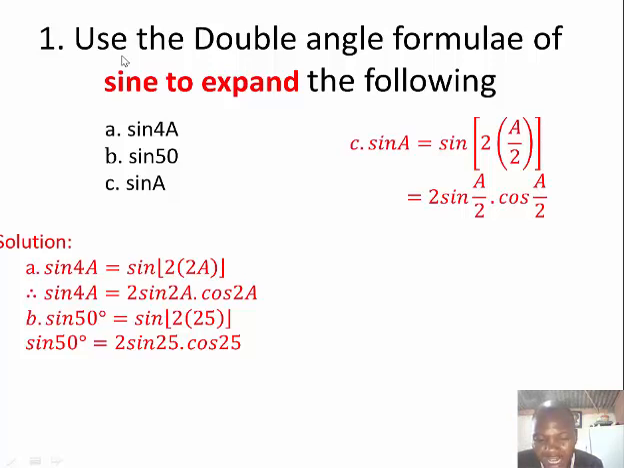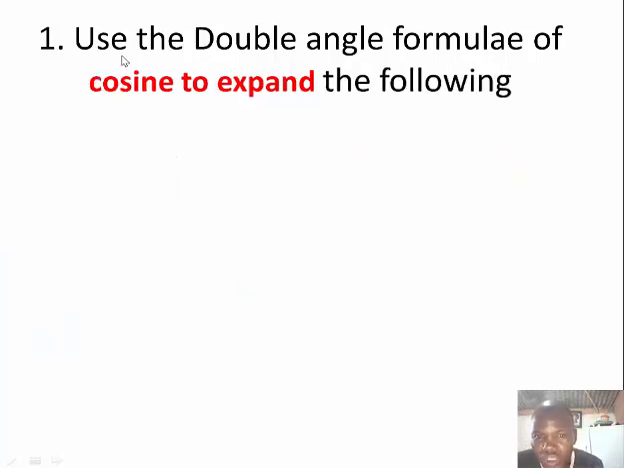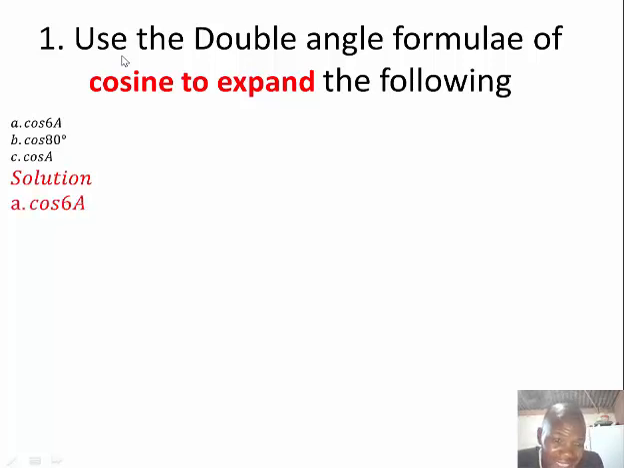formulae. So for the rest, we will use the double angle formulae of cosine to expand the following. So now we are expanding with cosine. So now we'll have A as a question here, cos 6A. We have another question, cos 80. You need to expand these ones. And then you have your cos A.